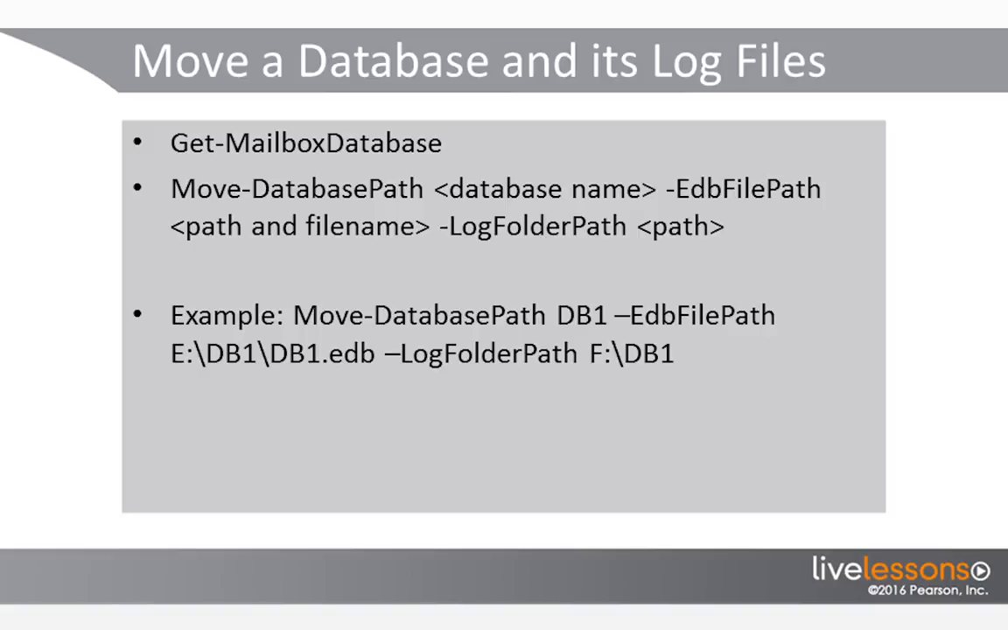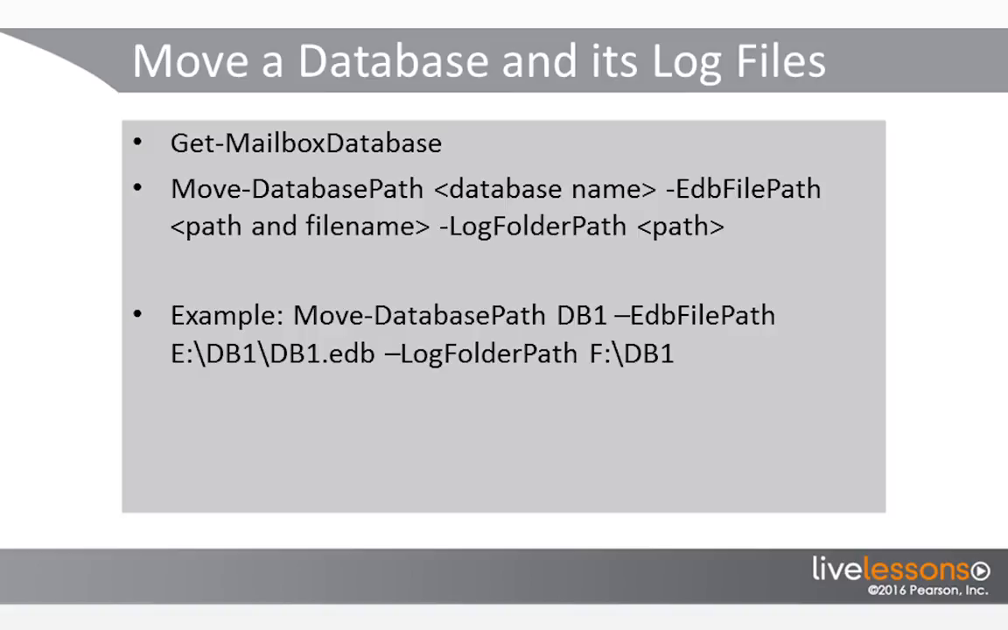So here's an example. This is exactly what we're going to do on my lab server in just a second. We start out with the Move-DatabasePath cmdlet, followed by the name of the database. That's DB1 in this case. Now in this case, we're going to be moving both the database and the transaction logs. So I'm using the -EdbFilePath parameter in order to specify that we are going to move the database. And then we're going to move the database to E:\DB1. That's going to be the path. And then the file name for the database is going to be DB1.edb. So I'm using the file extension edb.